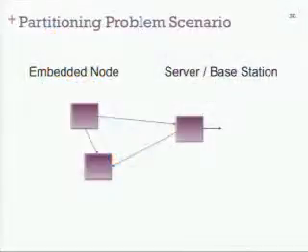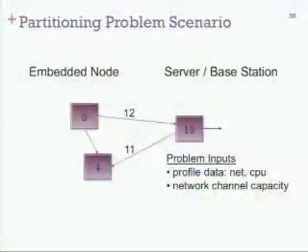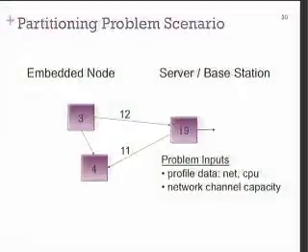OK, so the way we formulate the partitioning problem here is that given our profiling data, we essentially have weights on our edges and on our vertices that correspond to CPU cost, to compute cost, and to bandwidth on the edges.